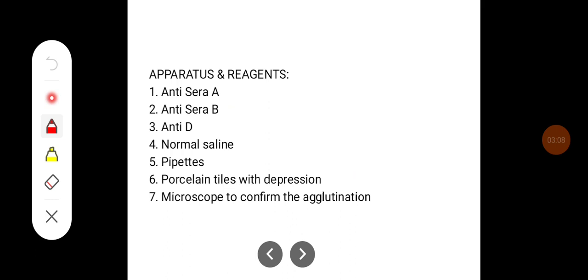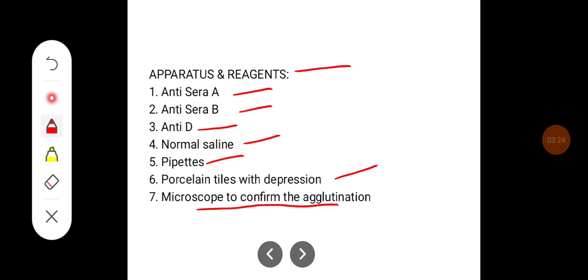For determination of the blood group, the apparatus and reagents required are antisera A, antisera B, antisera D, normal saline, pipettes, porcelain tiles with depressions, and a microscope to confirm agglutination if there is any doubt.